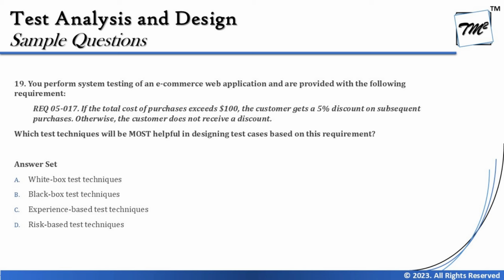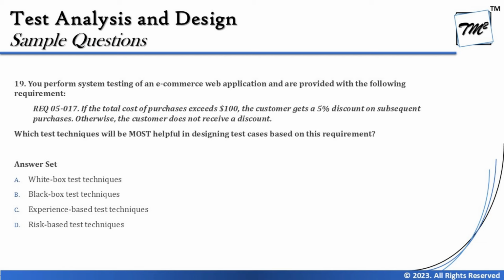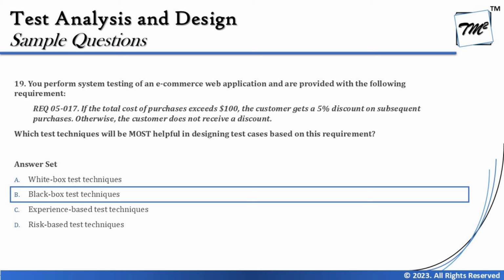Option C says experience-based test technique. No, again, they are not talking about any past data or intuitions of the tester. And D, risk-based test technique. I can eliminate that straightaway, because risk-based testing is not a technique to reduce the number of test cases. It's more of a strategy, an approach. So, to the point, the right answer to this question is B. Black box test techniques are the relevant techniques to design the test cases for the given requirement, because this is a detailed requirement and black box test techniques use requirements as a basis.